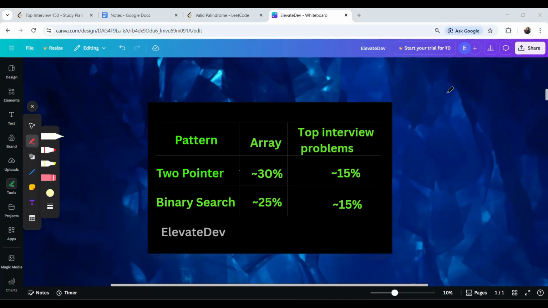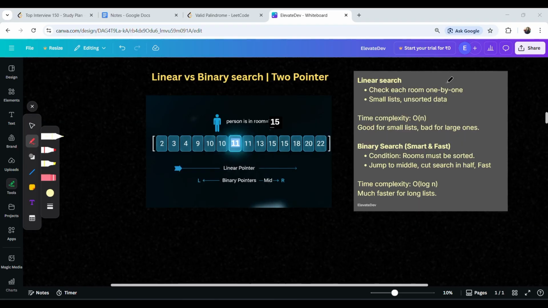Today I have picked a really interesting topic and I'm going to talk about two-pointer and binary search techniques. Almost 25 to 30% of the array problems and 15% of top interview problems can be solved using these two techniques. So if you don't know yet, if you haven't learned it, this is a very important video for you guys.